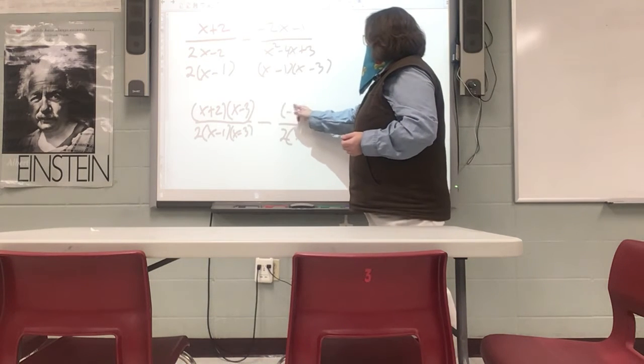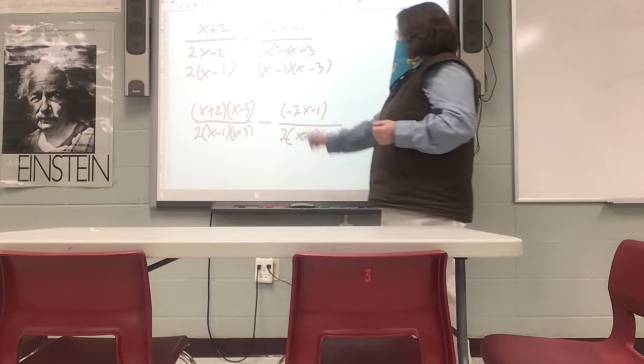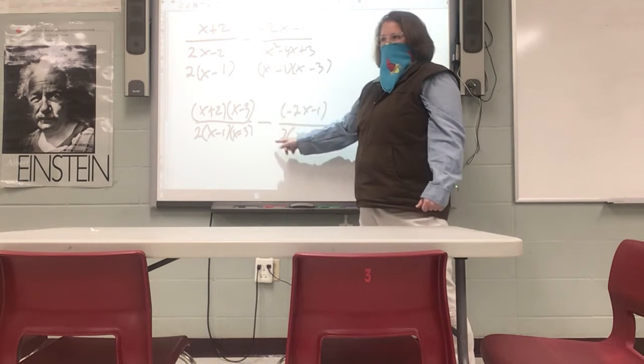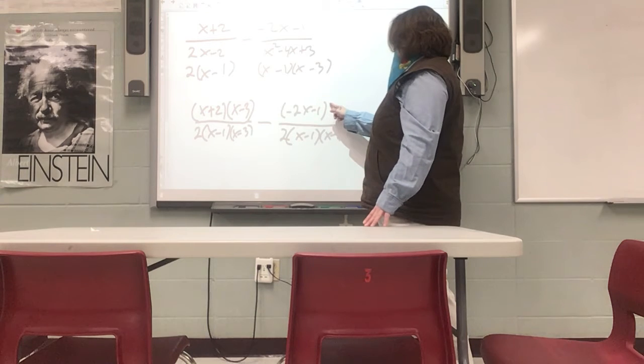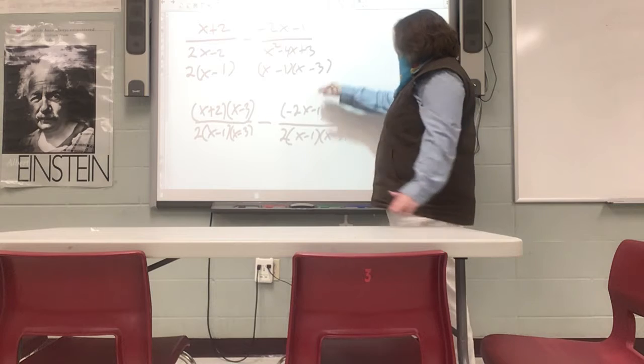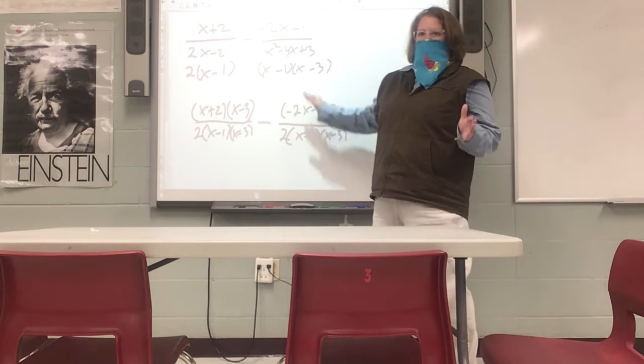I'm going to bring down my negative 2x minus 1 and go through that same process again. There was not a 2. So if I multiply the 2 on bottom, I've got to multiply the 2 on top. It already had the x minus 1, and it already had the x minus 3.